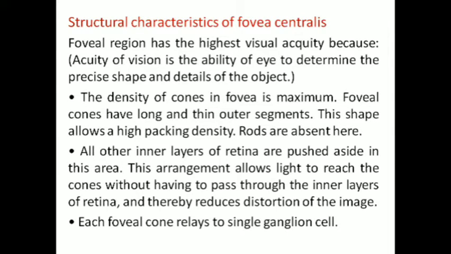I suppose the structural characteristics of the fovea centralis were told to you. The foveal region has the highest visual acuity. What is visual acuity? Acuity of vision is the ability of the eye to determine the precise shape and details of the object. So why does this foveal region have the highest visual acuity? Mainly, these are the three reasons. First, the density of cones in the fovea is maximum.